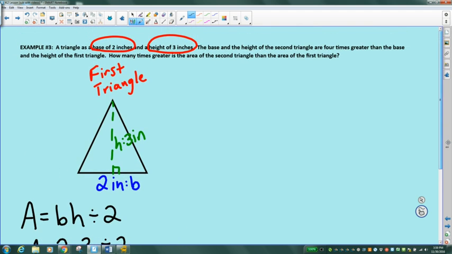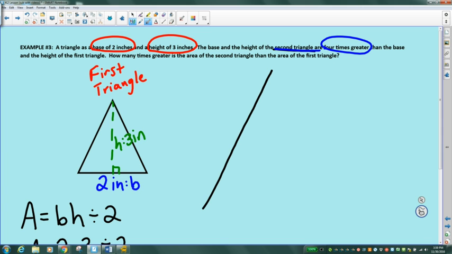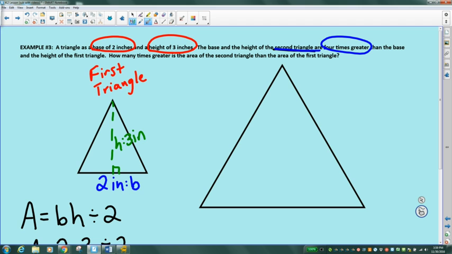I go back up to the directions. It says the base and the height of the second triangle are 4 times greater than the base and the height of the first triangle. So I know it's going to be larger. So I'm going to go ahead and draw my second triangle. It's going to be a little larger. Okay, there it is. And I'm going to go ahead and label this triangle. Here's my base. And here's my height. But I know they're larger than the first one.